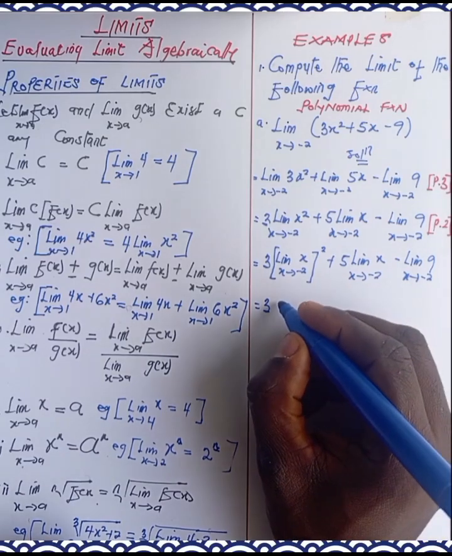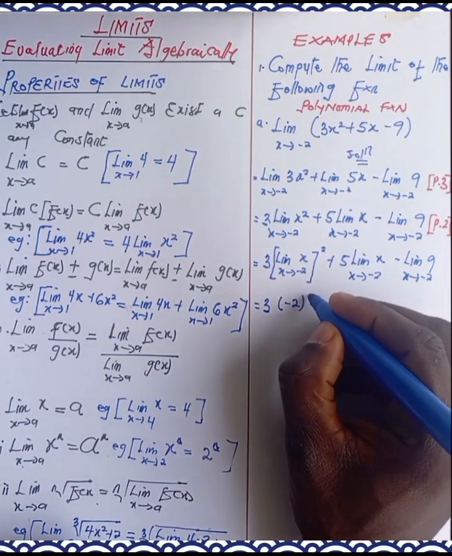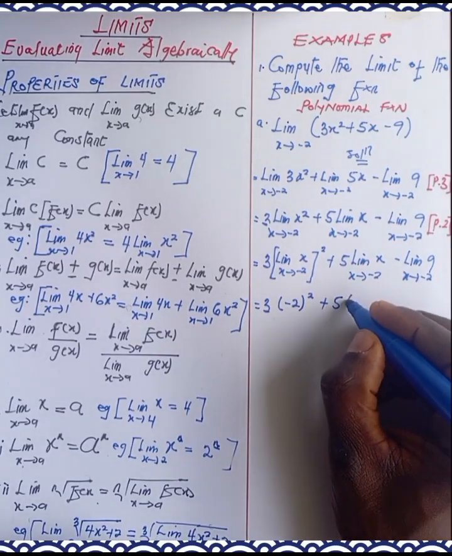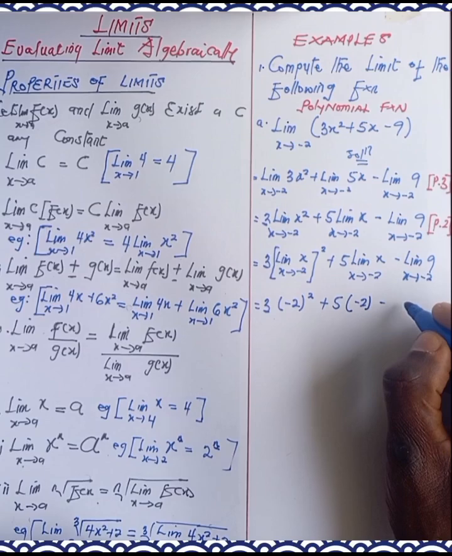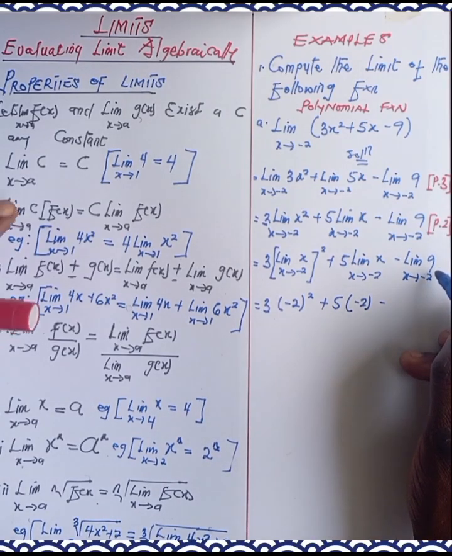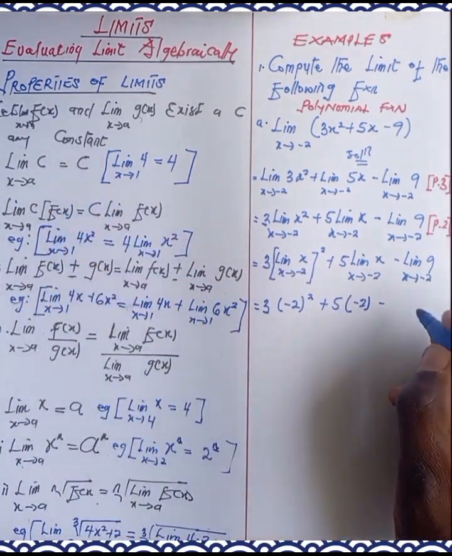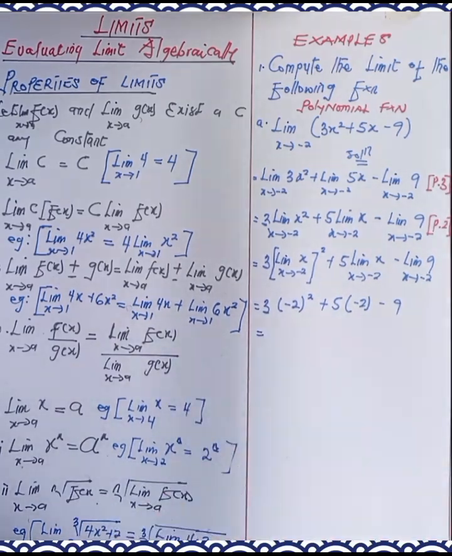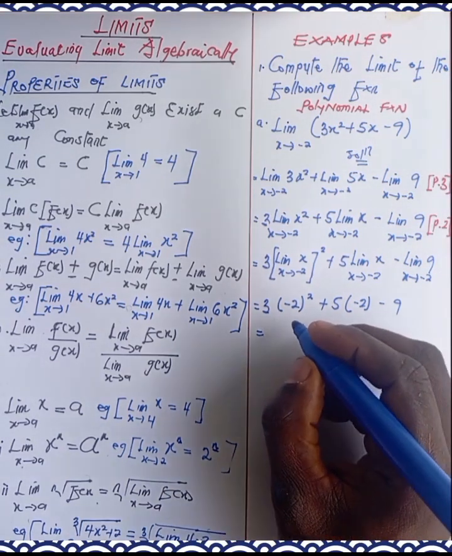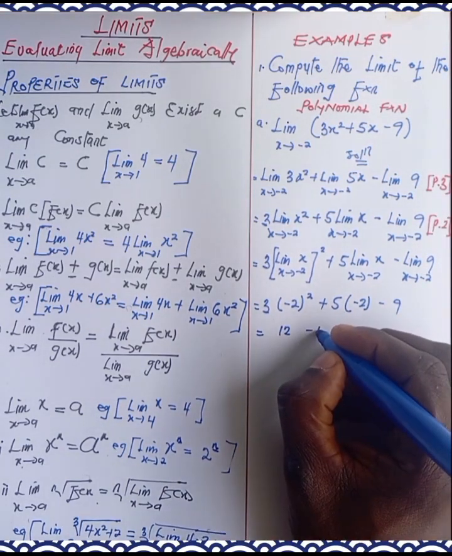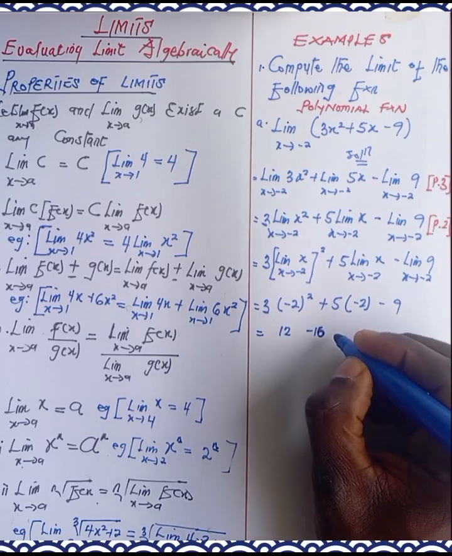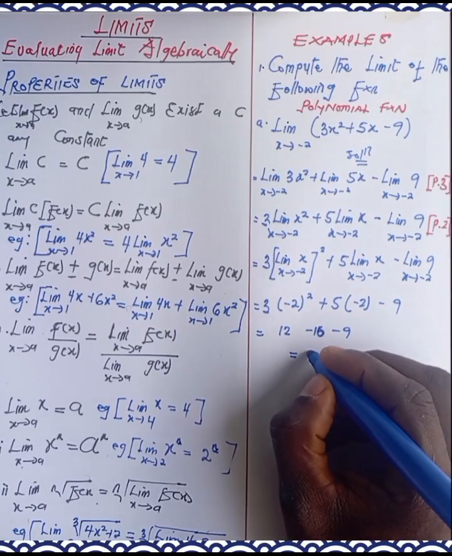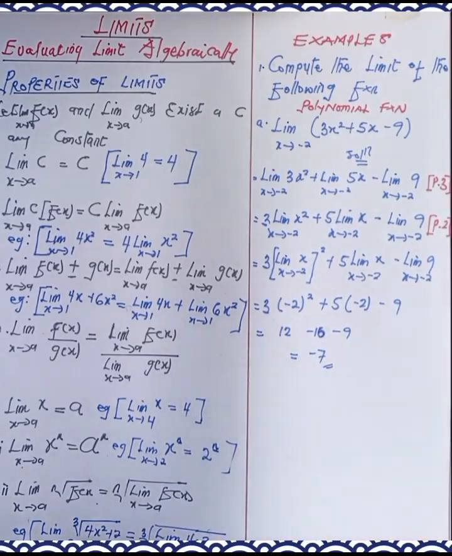So we are getting (-2) squared plus 5(-2) minus the limit of a constant is equal to what? The constant, from property 1. So we are having -9. So when you simplify, we are going to get 12 minus 10 minus 9, and this is giving us what? -7. So this is the limit.